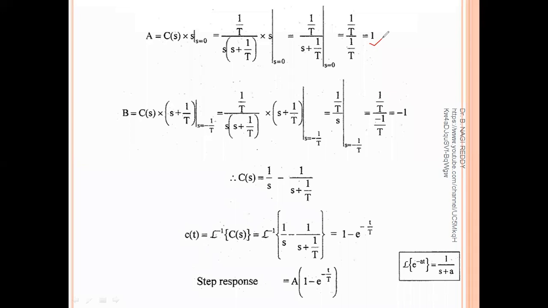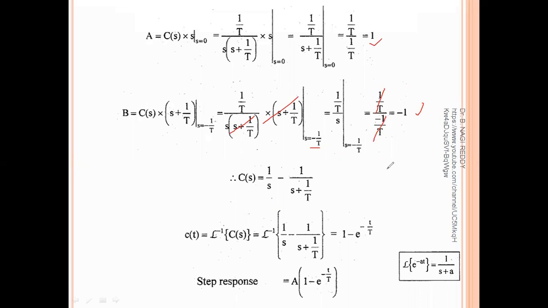In a similar way, we need to get the b value also. So what we do? We need to multiply s plus 1 by t to our C of s. Now by multiplying s plus 1 by t, the numerator and denominator will get cancelled, and we need to substitute the pole. Here the pole is minus 1 by t, right? So in the denominator only we are having s. In the place of s, we need to substitute minus 1 by t. Substitute s as minus 1 by t. So plus 1 by t and minus 1 by t in the numerator and denominator, we will get minus 1. In the numerator, of course, it is plus, but in the denominator we are having minus. That's why we got minus 1 as b.